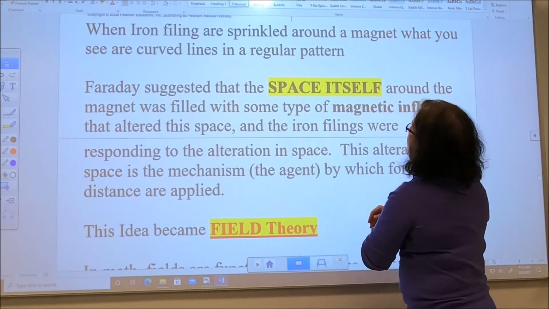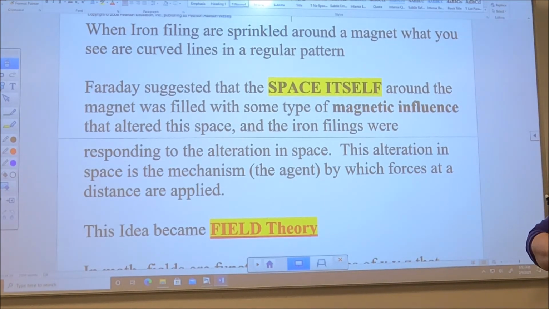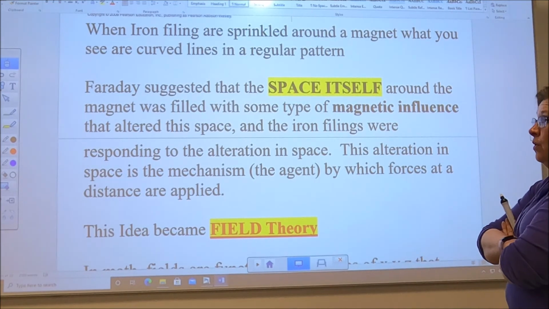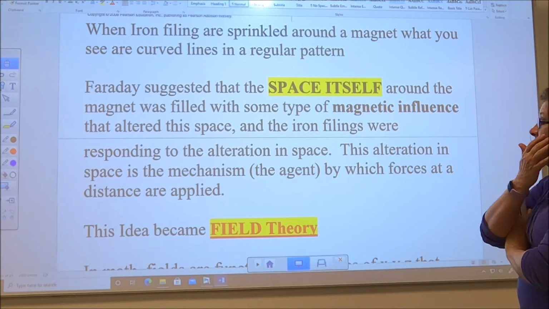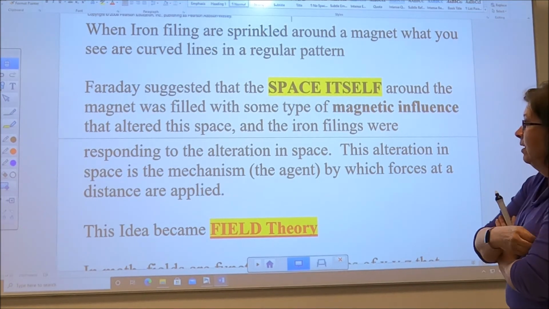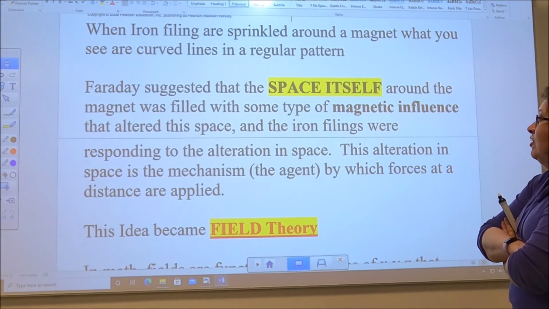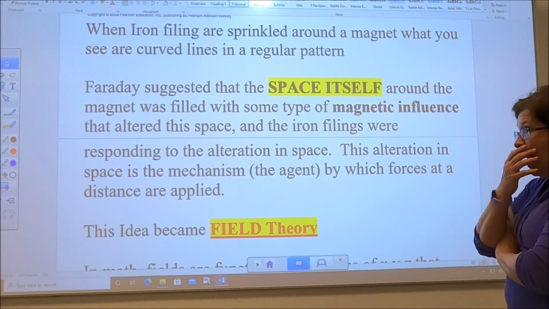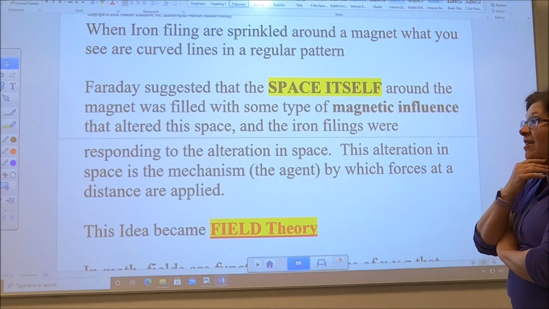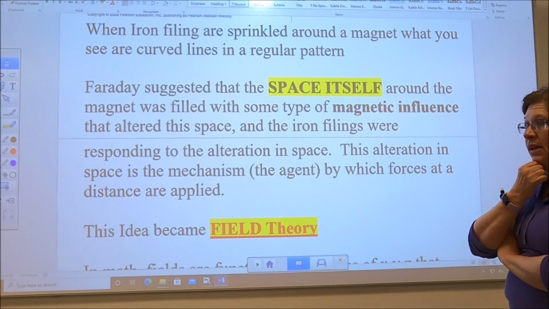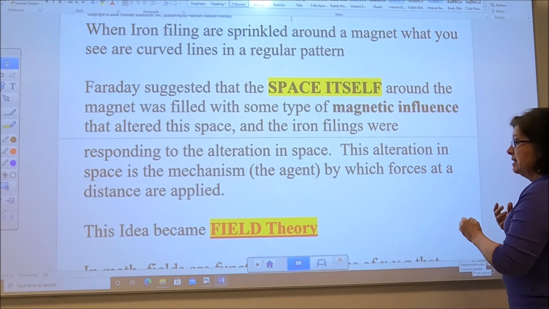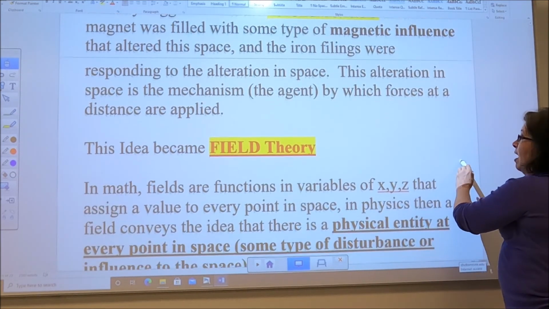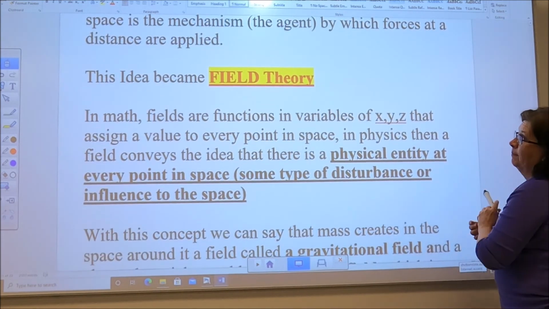Faraday suggested that the space itself around those magnets was filled with some kind of magnetic influence that altered the space, and the iron filings were responding to this alteration in space. This alteration in space is the mechanism, the agent by which forces at a distance applied. This idea of altering space has come to be known as field theory.